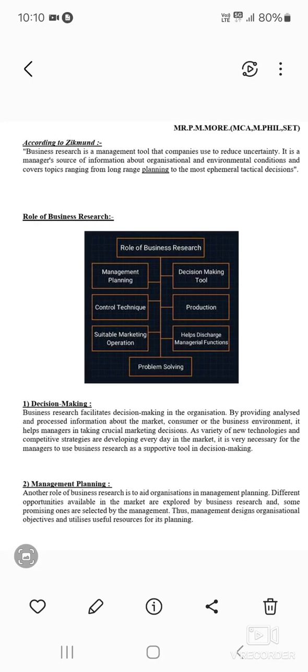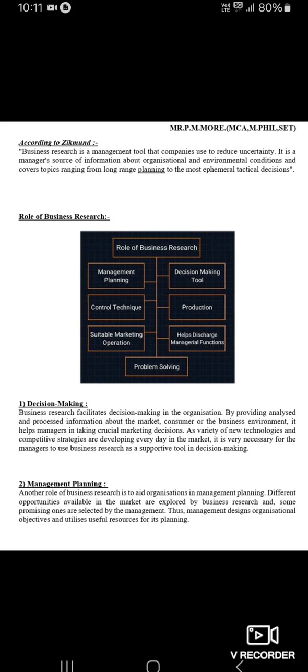Business research facilitates decision making in the organization by providing analyzed and processed information about the market, consumer, or the business environment. It helps managers in taking crucial marketing decisions. As a variety of new technologies and competitive strategies are developing every day in the market, it is very necessary for the managers to use business research as a supportive tool in decision making.